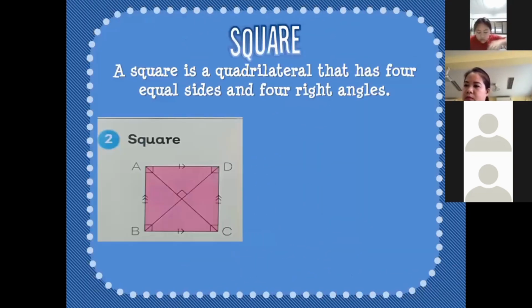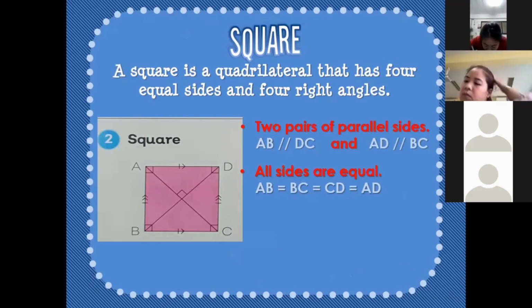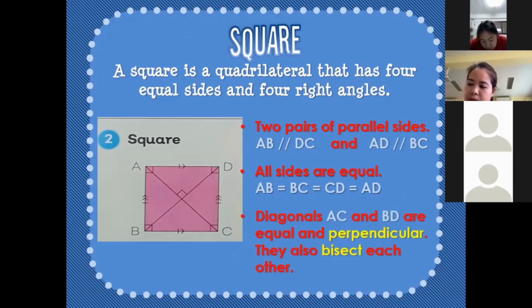Square. A square is a quadrilateral that has four equal sides and four right angles. All sides are equal. It has two pairs of parallel sides: AB parallel to DC, AD parallel to BC. AB is equal to BC is equal to CD is equal to AD. And the diagonals AC and BD are also the same length, and they are perpendicular line segments, because they touch each other at 90 degrees. So that is a square.